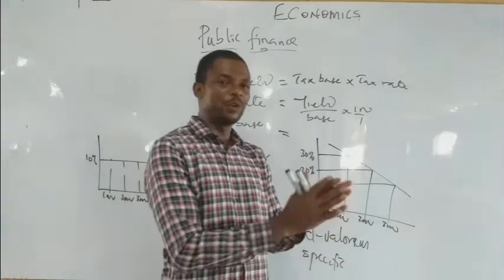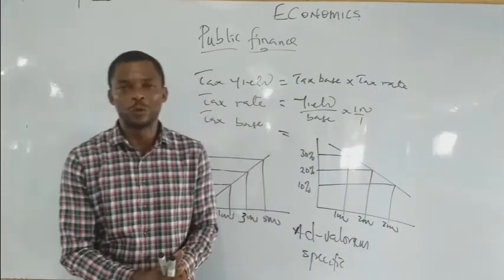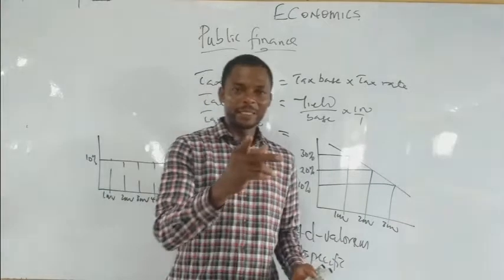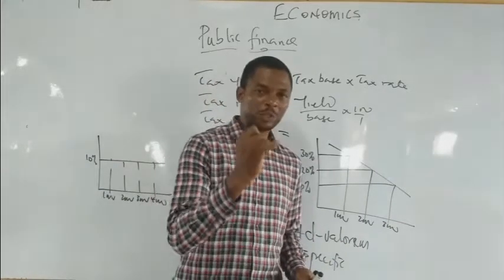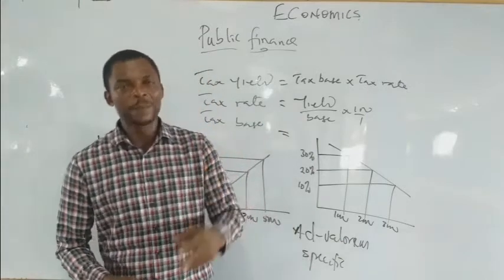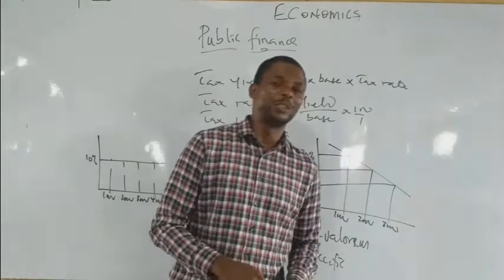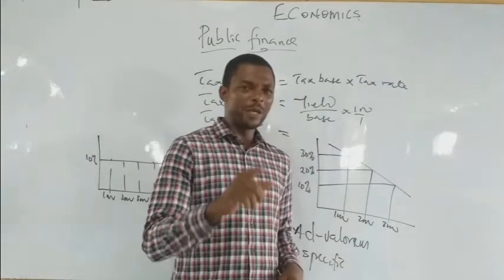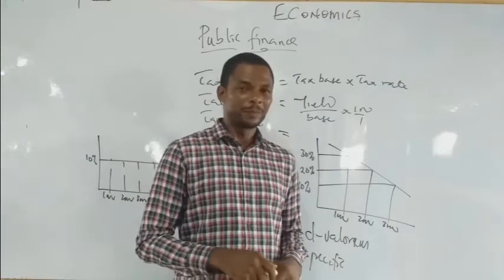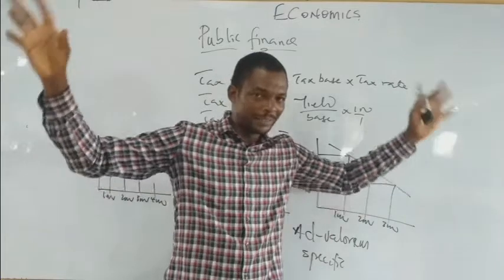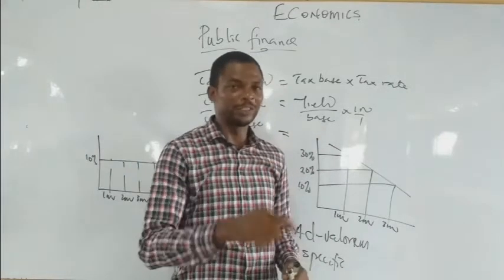Anticipated revenue of the government and the proposed expenditure over a period of time. How many types of budget do we have? We have three types of budget. We have the surplus budget, we have the deficit budget, and we have the balanced budget. What's the surplus budget? When the anticipated revenue of the government is greater than the proposed expenditure. Anticipated revenue is greater than the proposed expenditure. You call that a surplus budget.